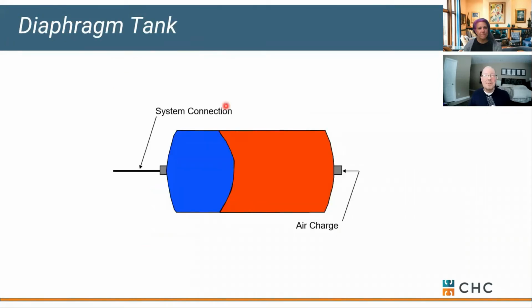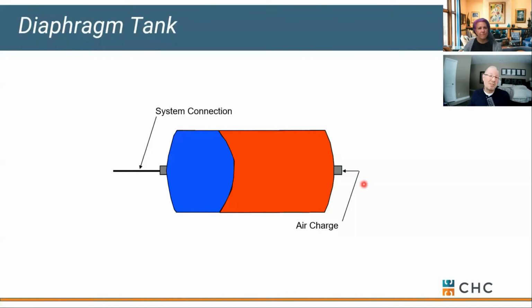Okay. More commonly, we're looking at some type of diaphragm or bladder tank. If you look at a diaphragm, it's basically just a piece of rubber that's pinched during manufacturing. So you're going to have water on one side and air on the other side of that tank.